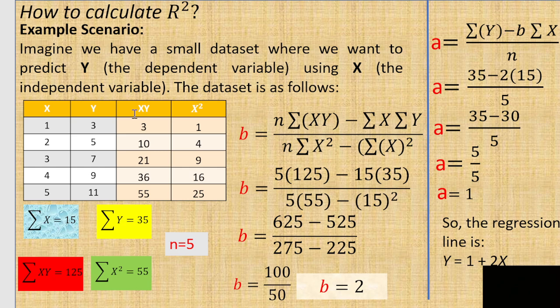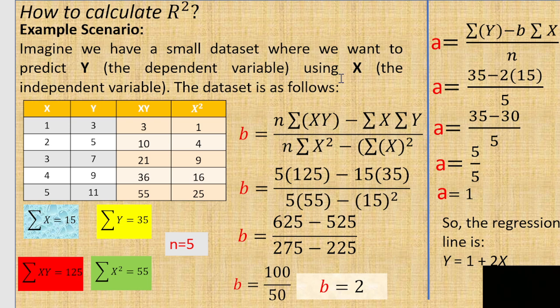Since we already have the given values of the summation of x, summation of y, summation of x and y, and the summation of x squared, using 5 data points, all we need to do here is substitute the given values into this formula so that we can get the value of b. So our b here is equal to 2 and our a is equal to 1. Therefore, our regression line is y equals 1 plus 2x.